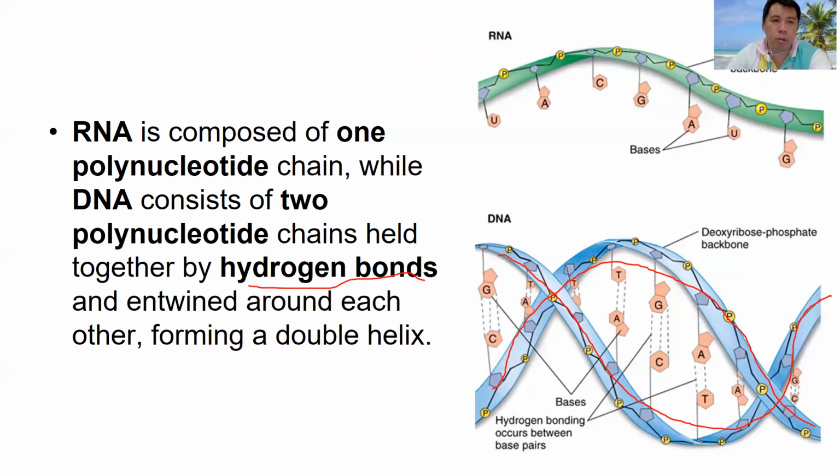RNA is composed of one polynucleotide only, in a helix form, whilst DNA consists of two polynucleotide chains, also forming a double helix. And because DNA contains two polynucleotide chains, hydrogen bonds are formed between the nitrogenous bases of the two strands.